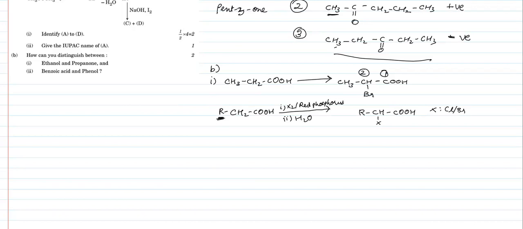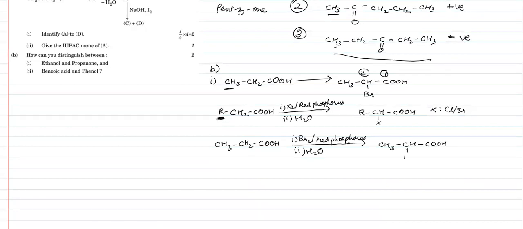So here the R group is the CH3. So I'm just going to substitute that over here. So CH3, CH2, COOH reacts with, since it's X2, in this case, it's going to be Br2 and red phosphorus and water, obviously, to give us CH3, CH, COOH, Br. And this is just a direct, you would have had to recollect this particular reaction and just used it for this particular question.